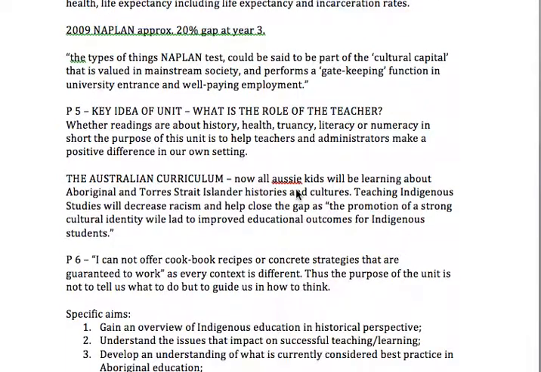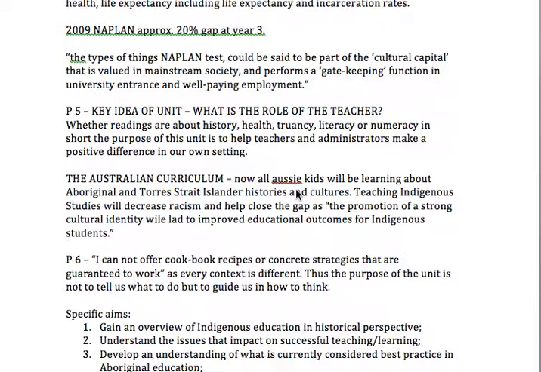So the general gist of what the unit is about is what's the role of the teacher in all of this. It does seem like it's going to be quite a practical unit. It's like, what do we actually value? Being a bit critical about that, and then what practical things can we do to get some of those outcomes happening and not have such a gap.